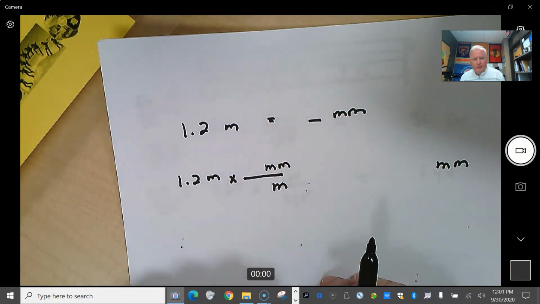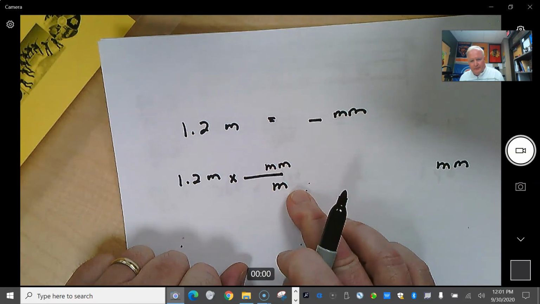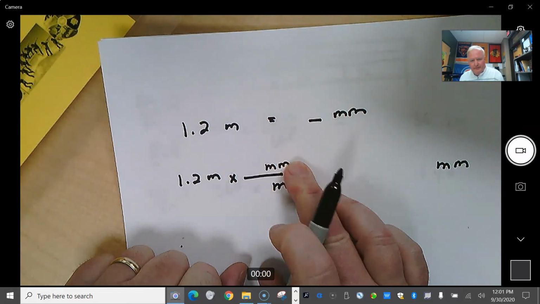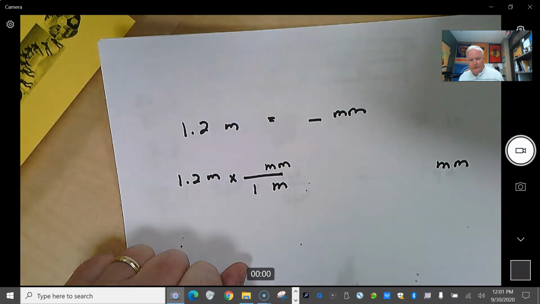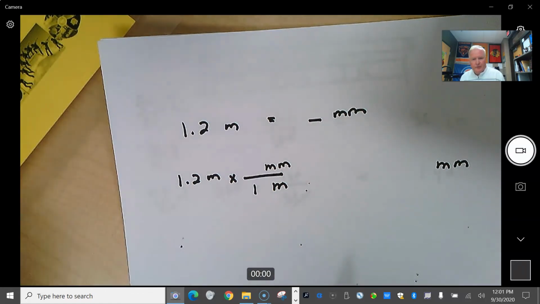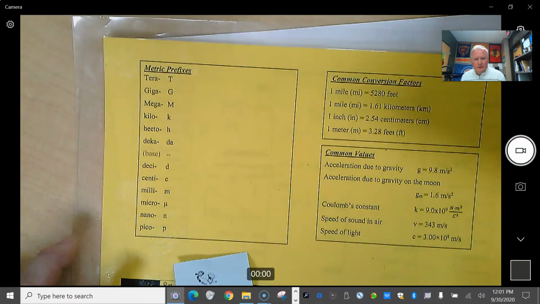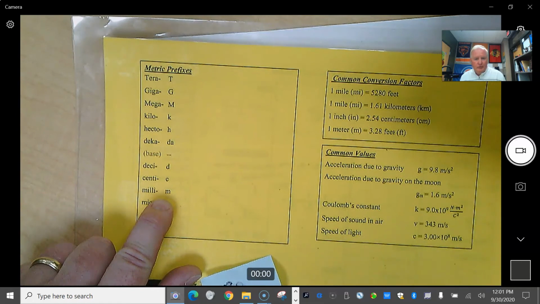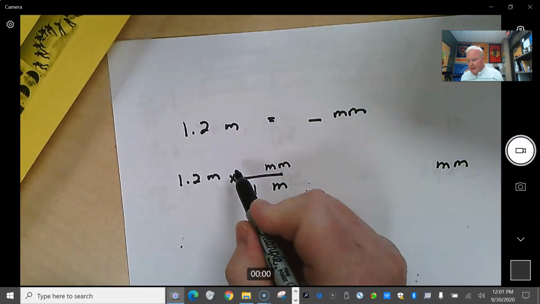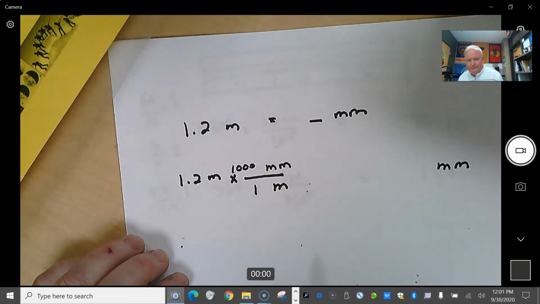Now we're at step 4. That was step 4, step 5, right? Which one's bigger, meters or millimeters? Meters the base, millimeters way down on the list, right? So we put a 1 in front of the bigger one. We look at our yellow sheet. We know that milli is 1, 2, 3 steps down, 3 zeros, right? And we get 1,000. Right? That's our 6 steps.